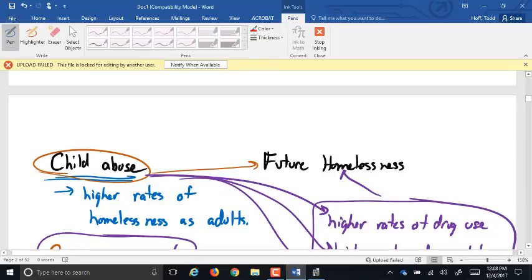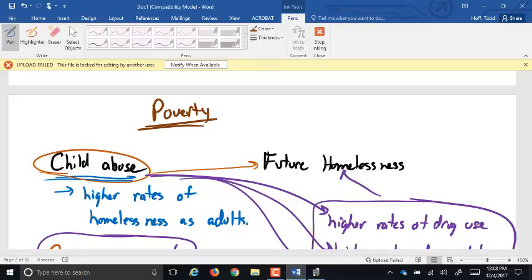Now, the other side of it could be there have been studies that show rates of child abuse are much higher in homes that are experiencing poverty or financial difficulty. So it could be that being in poverty makes you more likely to be a victim of child abuse. And of course, being raised in poverty very well could also lead to being more likely to end up homeless as an adult.